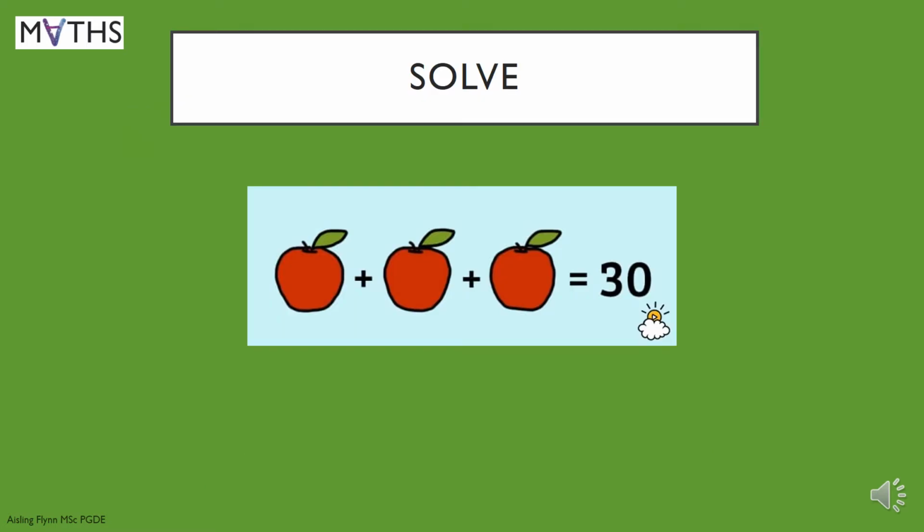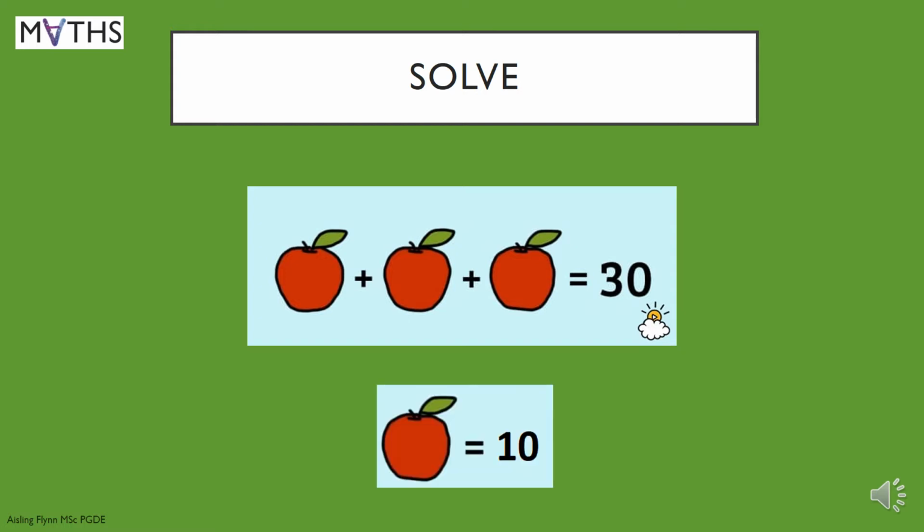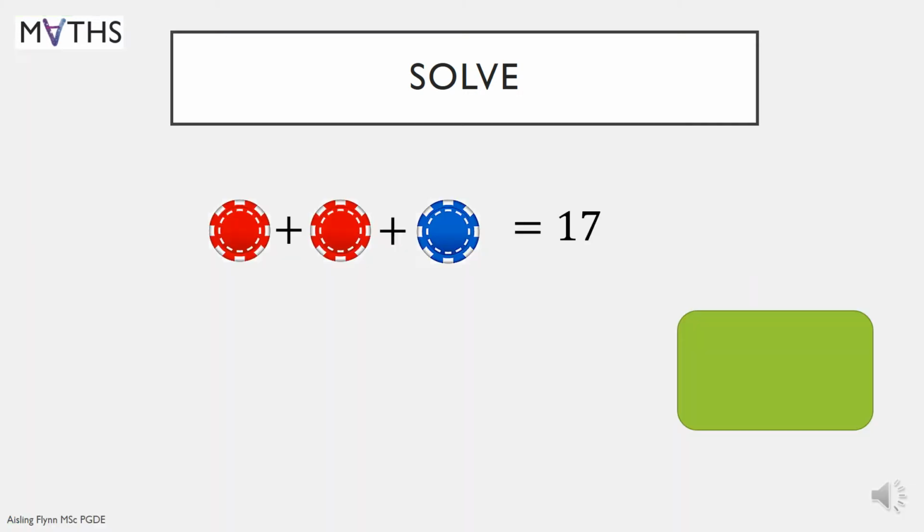So let's look at the first line. Apple plus apple plus apple equals 30. So this we can easily solve. So what amount added 3 times gives you 30? Well, that's solved by division. 30 divided by 3 gives 10. Okay. What about this next problem?